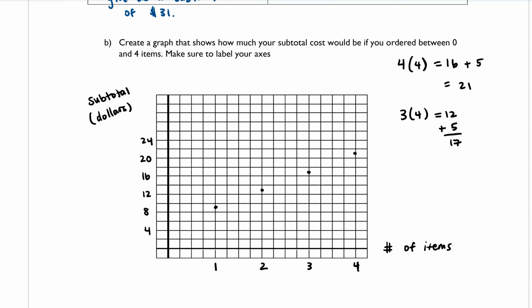And then, you know, this probably wouldn't be the case, but if you ordered 0 items, they're not going to charge you for the items, but they still will charge you to sit down, so that would be $5 right there. And notice that if I did connect those dots, it would form a perfect straight line.